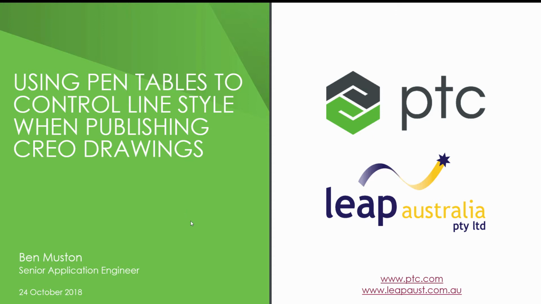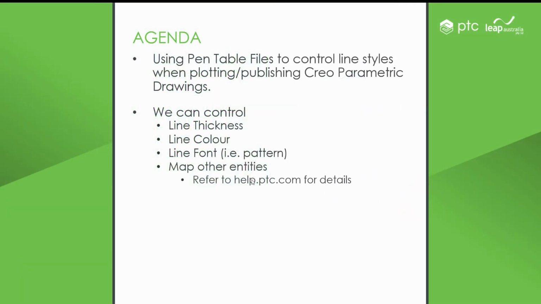So this demonstration is about how to control the line style when we create a Creo drawing and we're exporting that out, either when we're printing or creating a PDF. So we can control things like the line thickness, the line color, the line font, the pattern, the style, and we can also map other entities.